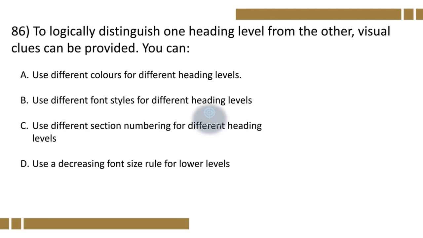Question 86. To logically distinguish one heading level from the other, visual clues can be provided. You can, option A, use different colors for different heading levels. Option B, use different font style for different heading levels. C, use different section numbering for different heading levels. D, use a decreasing font size rule for lower levels. And the correct options are C and D.